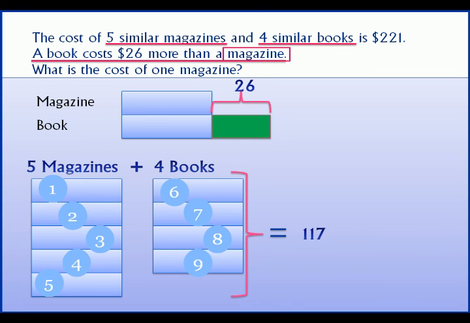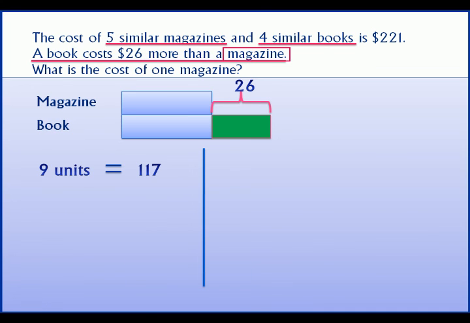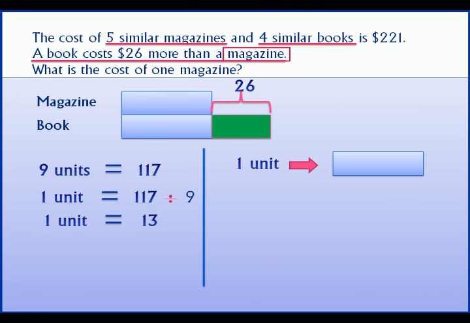Let's find out how much is 1 unit. 9 units is equal to 117, so 1 unit is equal to 117 divided by 9, which is equal to 13. So 1 unit is equal to $13, and we know that 1 unit is represented by this 1 box, and the cost of a magazine is equal to 1 unit, which is equal to $13.